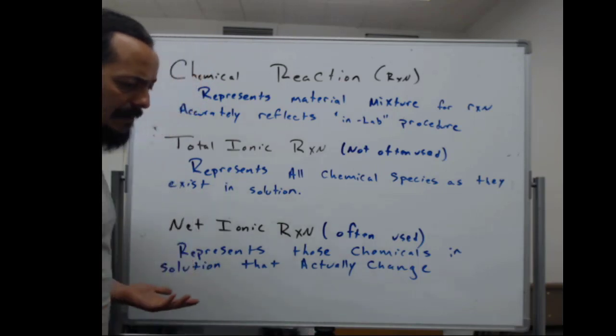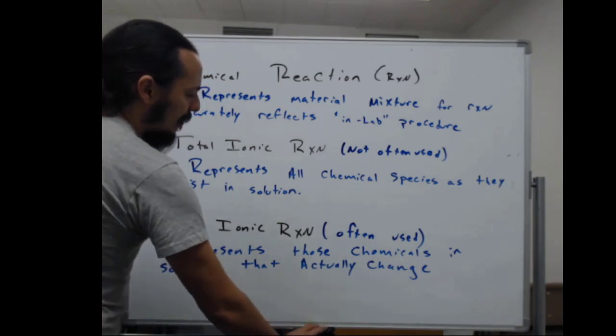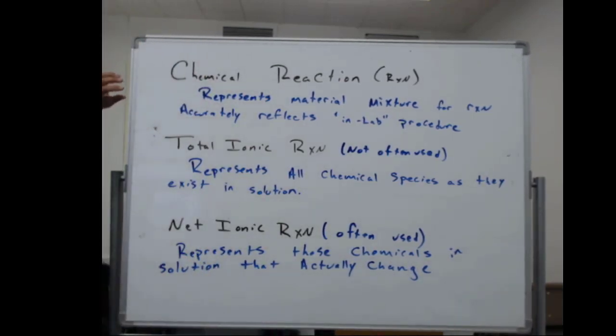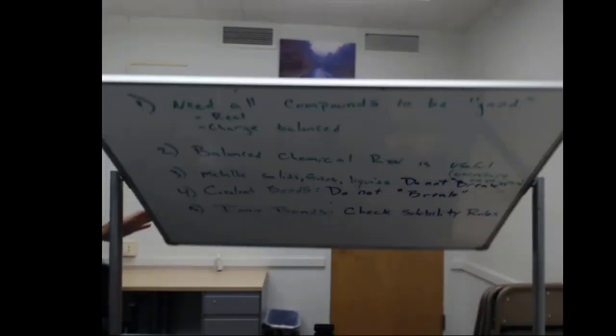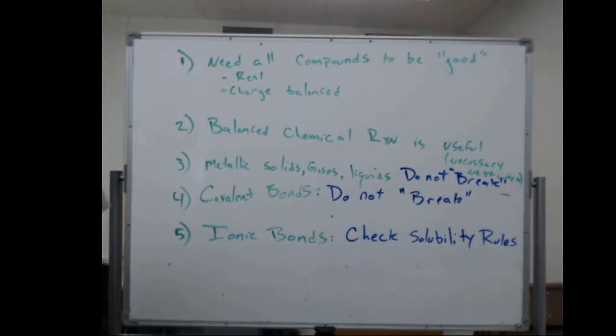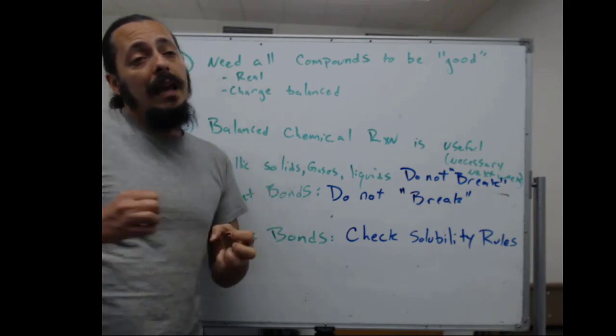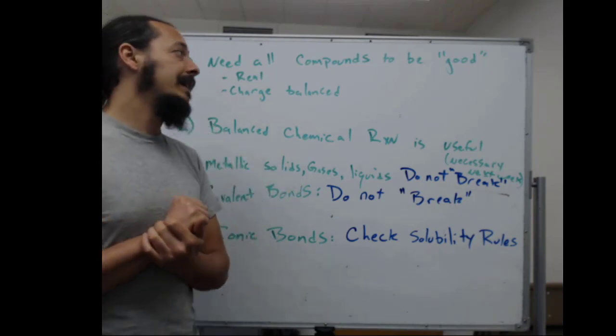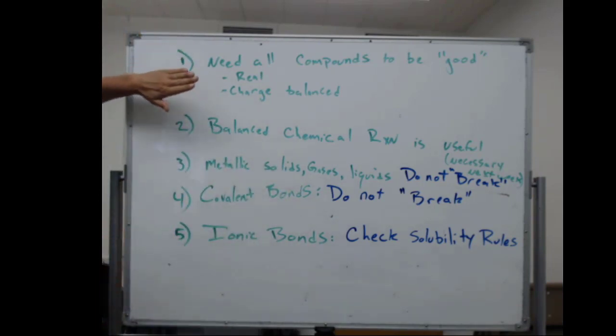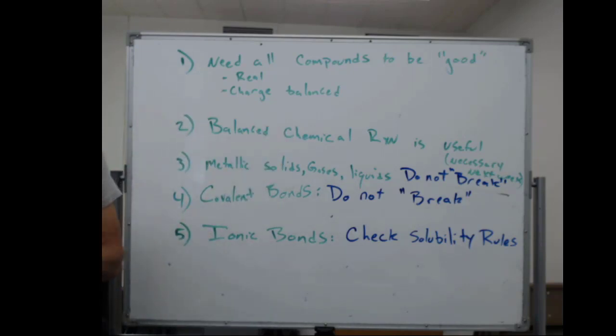So when we write our chemical reaction, there's a couple things we need in order to have something that goes from chemical reaction to net ionic equation. First off, thing number one, we have to make sure that all of the compounds in the reaction are good compounds. That is to say, we need things that really exist. We need to make sure we're accurately representing what we're mixing. They need to be charge balanced.